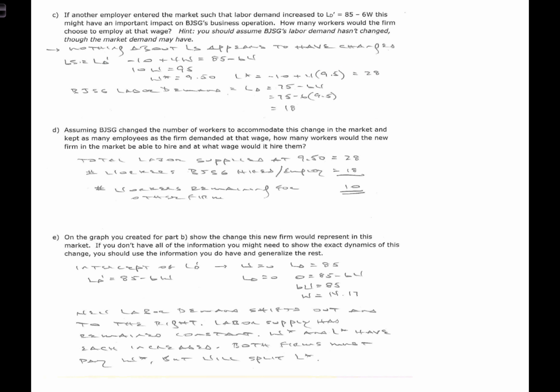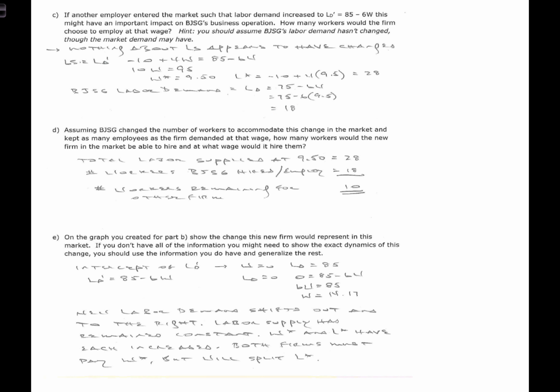And it doesn't create any friction in the market. We just have a new market equilibrium, but at a higher wage. I've indicated here that BJSG's labor demand hasn't changed, so it still has a labor demand equation of 75 minus 6W. If I now take that wage of 9.5, substitute it for W in the labor demand equation for BJSG, I end up with labor demand for BJSG of 18.